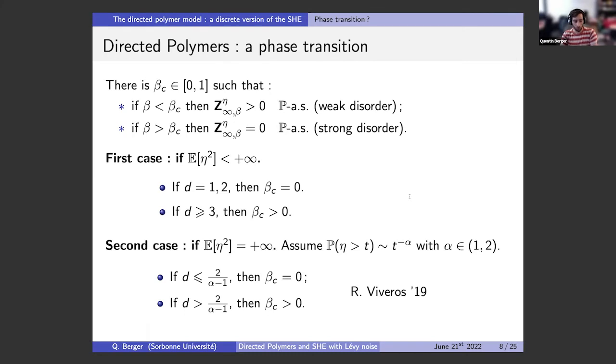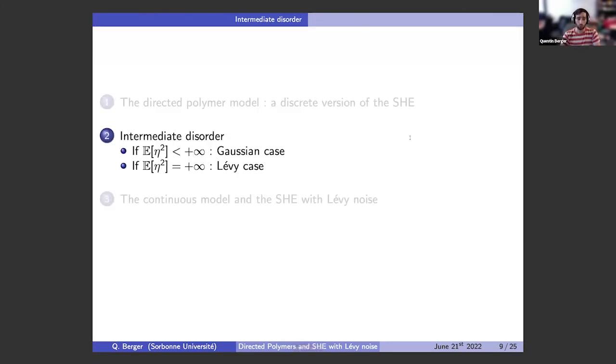Okay, so that was an overview of the results that you could show. And as I mentioned before, in the weak disorder phase you have the same properties as the simple random walk, and in the strong disorder phase you have some localization properties that you don't have for the simple random walk.